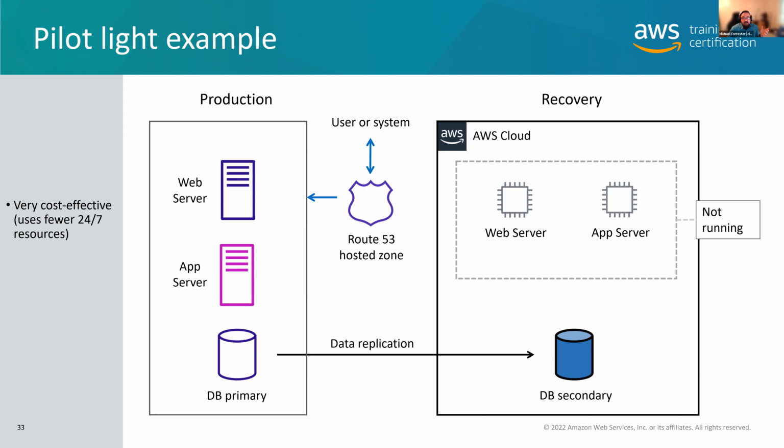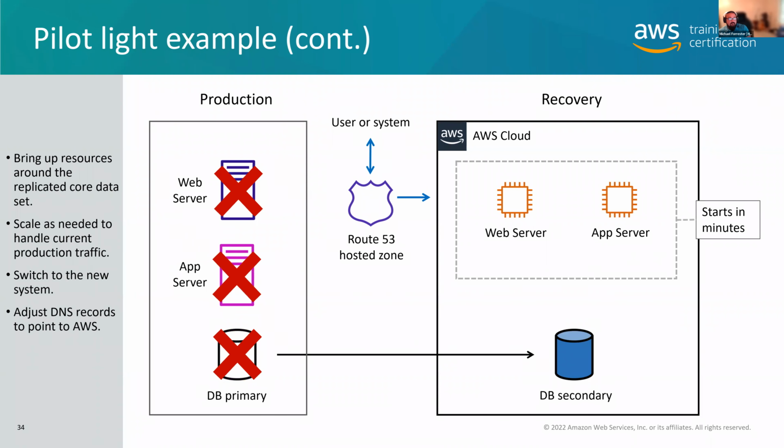It's very cost effective. The only thing you're paying for is the additional database on the right-hand side, but you've got stopped instances or instances that you know how to create really quickly programmatically on the recovery side of things. So in the event that the left-hand side fails, you start up the web servers, you flip the database into primary mode, and then you roll DNS over.